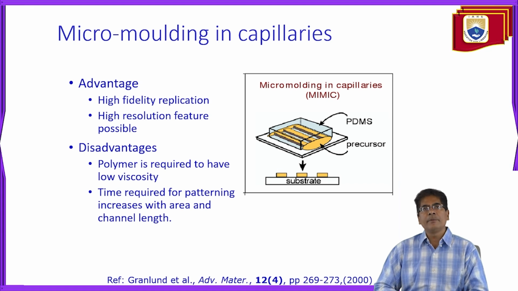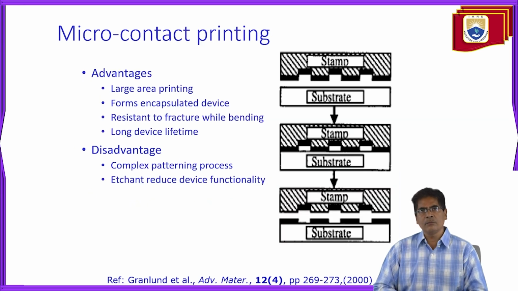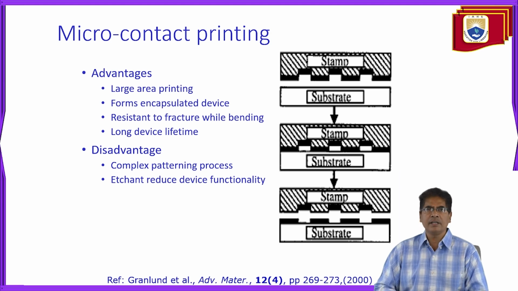So micromolding in capillaries, we have the advantages of high fidelity replication and high resolution features possible, and the disadvantage is the polymer is required to have a low viscosity, and time required for patterning increases with area and channel length. So this is some of the important information regarding micro contact printing. We have the advantages as large area printing, forms encapsulated device, resistant to manufacture while bending, long device lifetime, and the disadvantage is complex patterning process and reduced device functionality.